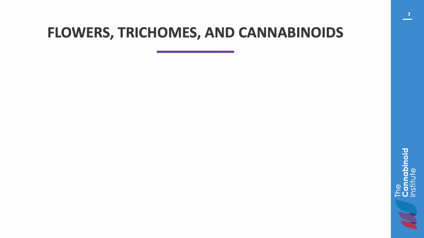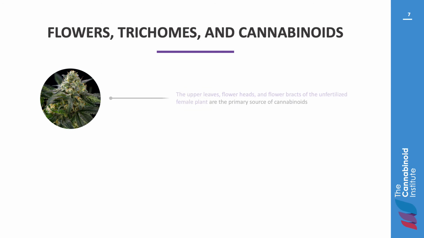The pharmaceutical ingredients found in cannabis, known as cannabinoids, are found in the upper leaves, flower heads, and flower bracts of the unfertilized female plant. There are no cannabinoids present in the root, seeds, or stem of the plant. Cannabinoids are encased in tiny glandular trichomes located on the leaves of the plant.